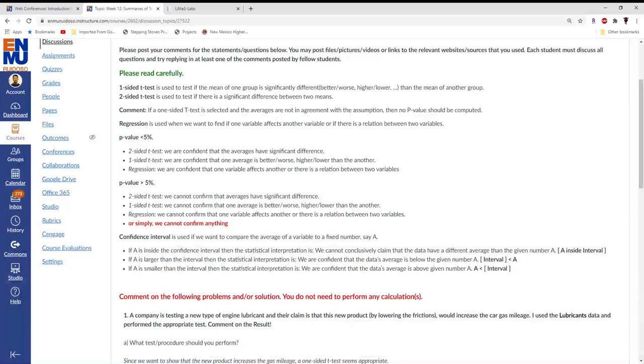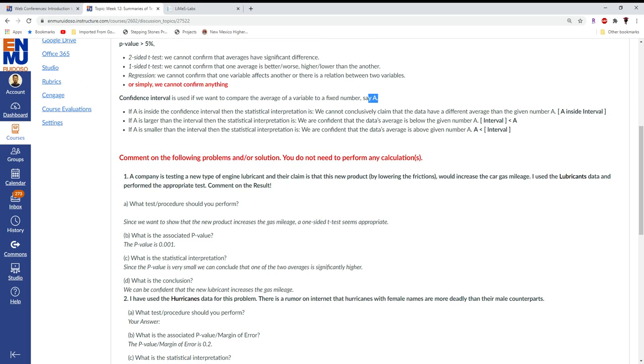So three things: if you have to compare the averages between two groups of data, then we go for t-test. If you want to compare the average of a group of data with a fixed number, then we go for confidence interval. And if you want to see whether one variable affects another variable, or if there is a relationship between one variable and another variable, then you go for regression. Okay, so that's it. All right, now you can simply go through this example yourself.